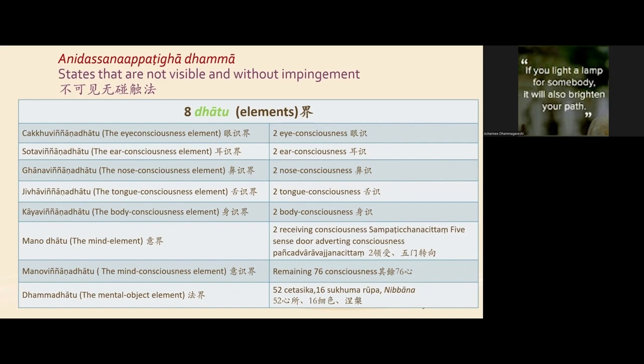So from Chakku Vijnana until Kaya Vijnana dhatu, we get the 10 eye, ear, nose, tongue, and body consciousness. Under Mano dhatu, we get 3 consciousness. Under Mano Vijnana dhatu, we get the remaining 76 consciousness. And finally, the 52 Chetasika, 16 Sukuma Rupa, and Nibbana is classified under Dhamma dhatu.